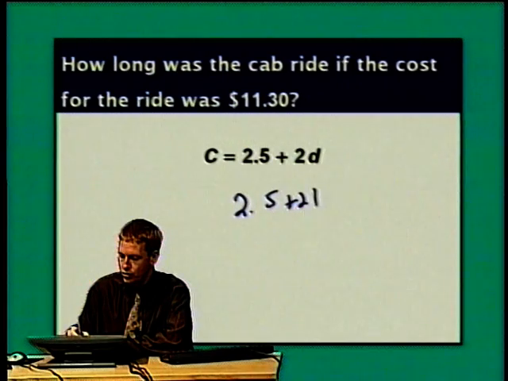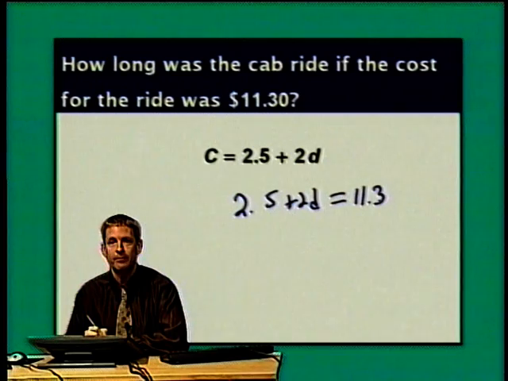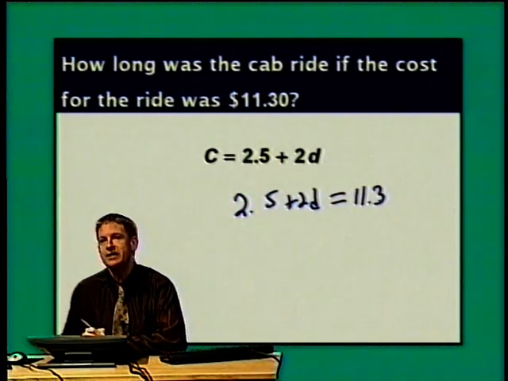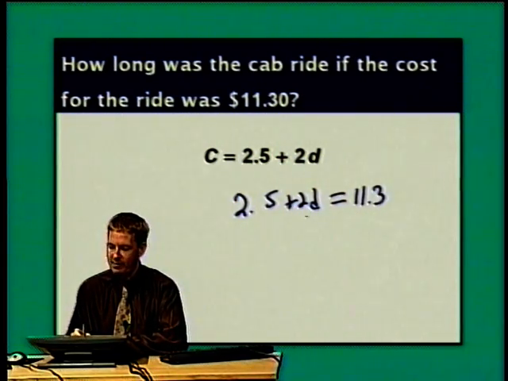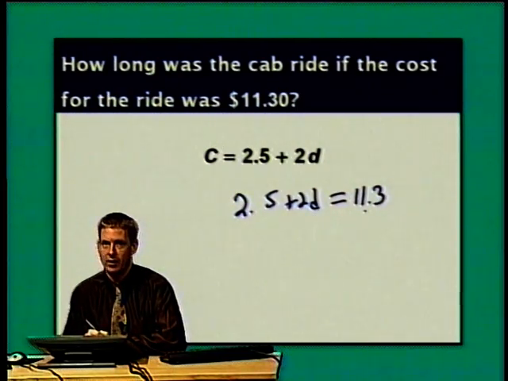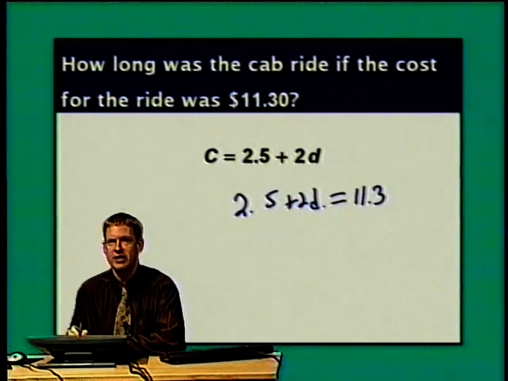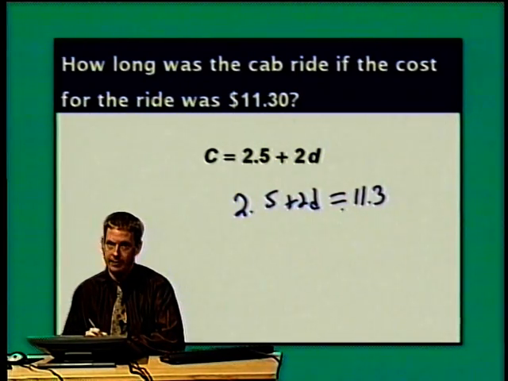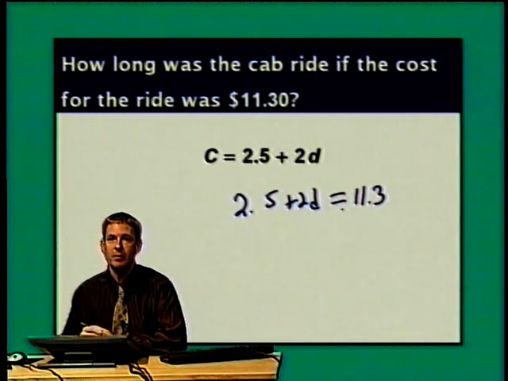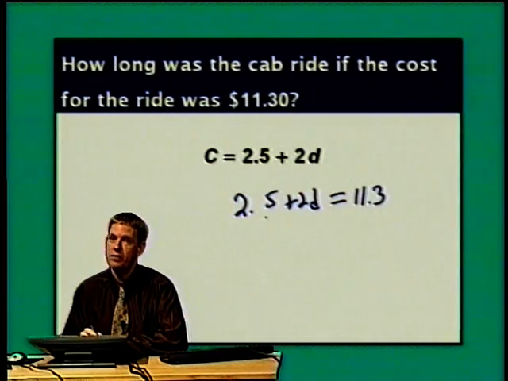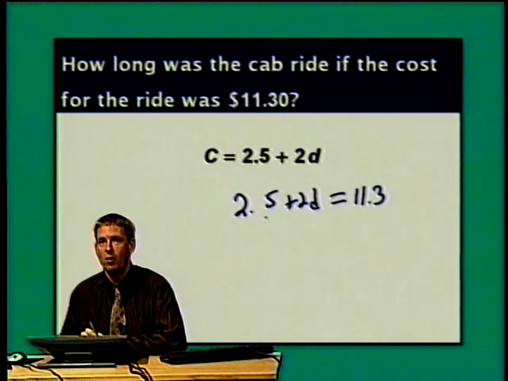2.5 plus 2d equals 11.3. This is what we call a conditional equation. It's called conditional because sometimes if we replace d with a number, 2.5 plus 2d does equal 11.3. And sometimes when we replace d with a number, 2.5 plus 2d doesn't equal 11.3. For example, if we replace d with 0, 2 times 0 is 0, and when you add 0 to 2.5, you do not get 11.3.